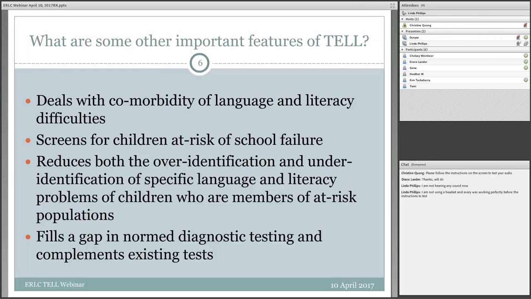It is critically important not to wait for children to fail once they are in school. Delays in diagnosis and intervention make it next to impossible for these children to ever catch up. So, TEL makes it possible to test children prior to, at the beginning of, and during schooling, and to develop specific intervention plans to give children every opportunity to succeed. Now to you, Denyse.